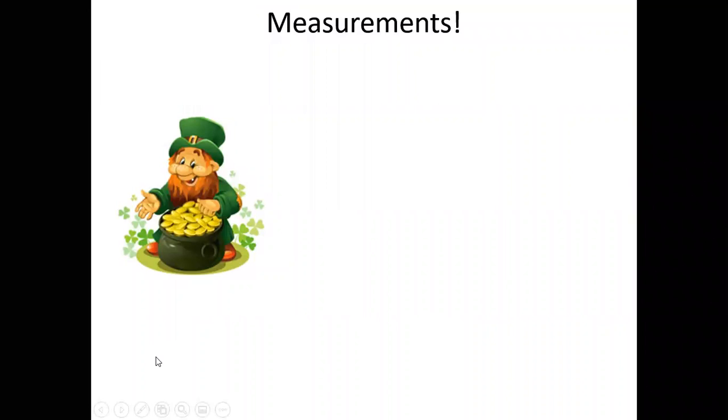So when we're looking at measurements, we have to pick a certain type of measuring device to perform our measurements. So for example, here's a lucky leprechaun with a pot of gold, and he wants to use something to measure the mass of the pot of gold he has. And there are many different types of measuring devices out there. So which type of measuring device you use can dictate the accuracy and precision in your measurement.